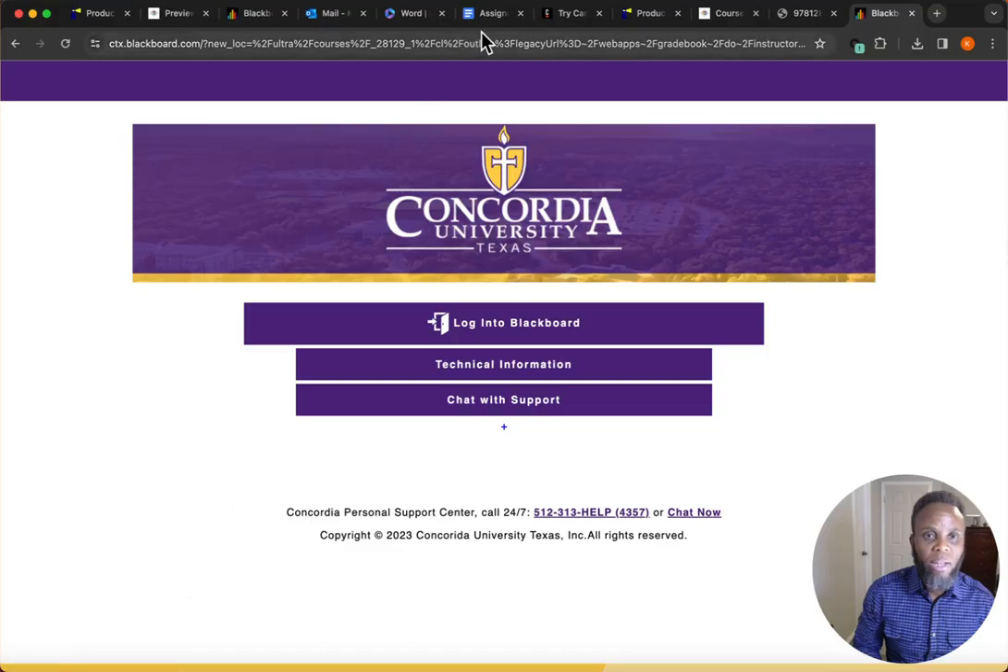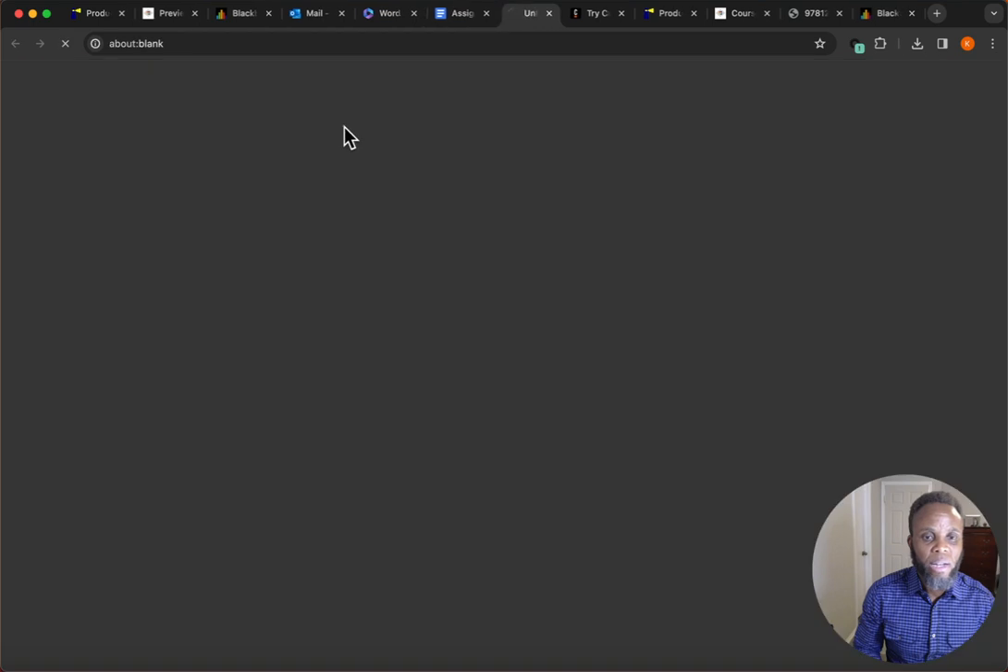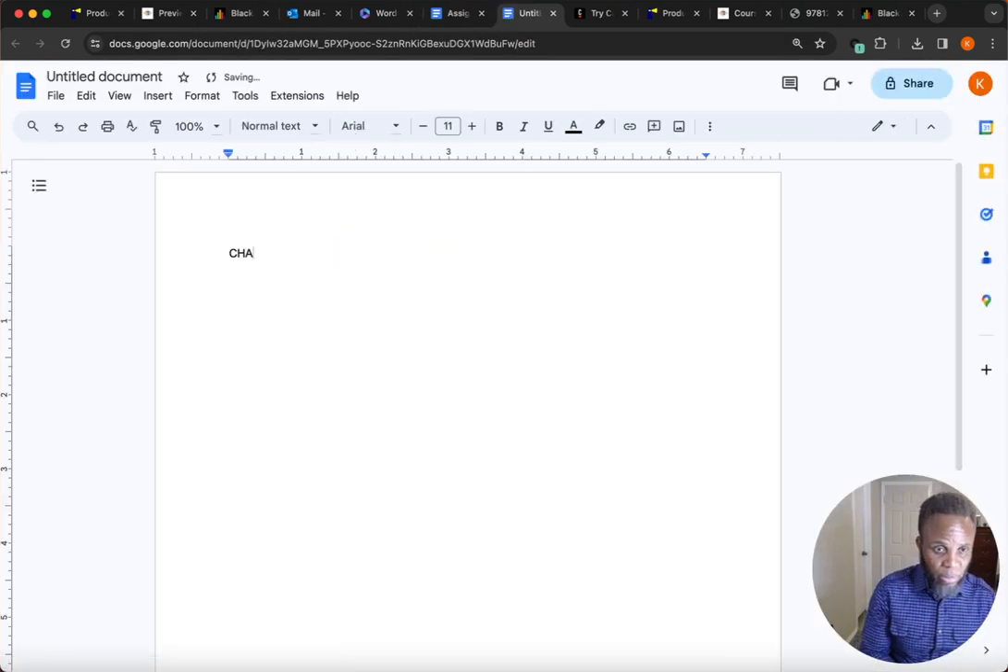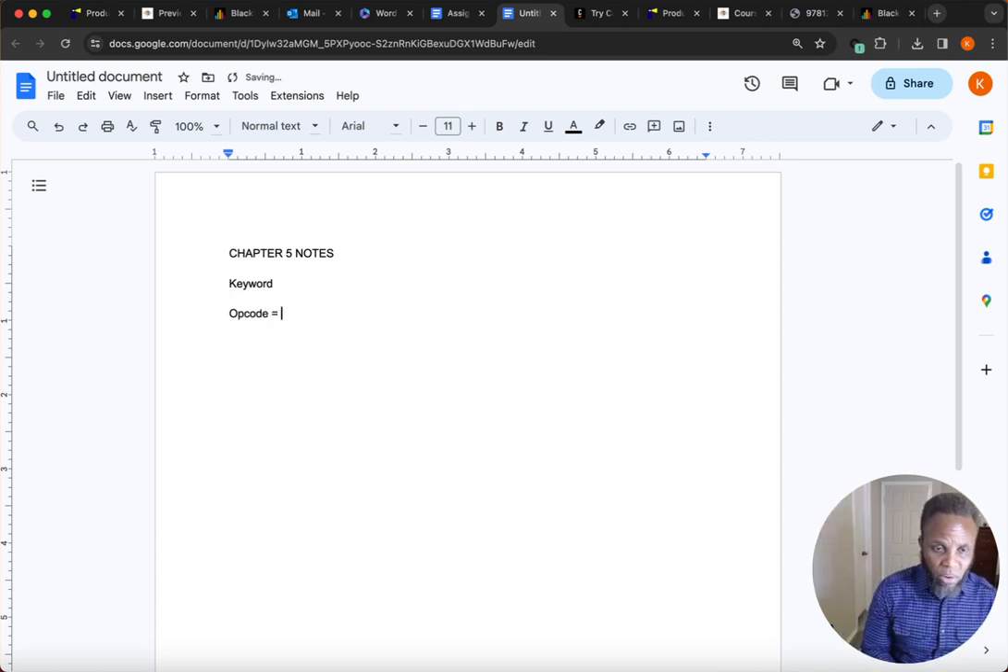Now, there's a key word that I'd like to call out so that we don't forget. Let me open a notebook here so we can be collecting those as we go. Let me write chapter 5 notes. So, some keywords. One of the keywords is what the textbook calls an opcode. An opcode is the instruction that the computer is executing. We have to be very clear with this term. These terms are going to come up over and over again in this chapter.